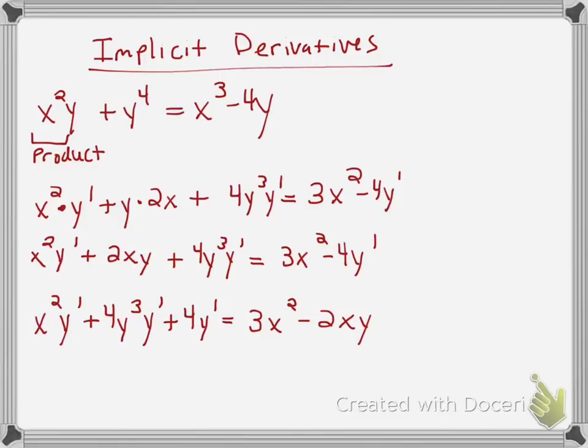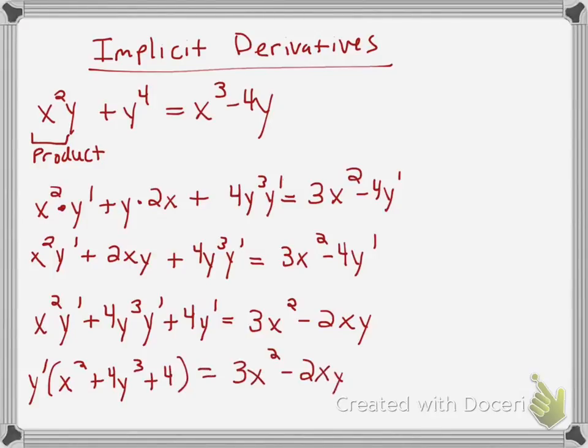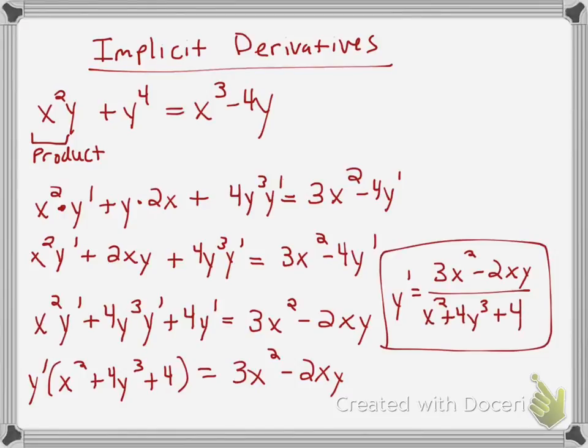All right, once I get to this point, now what I can do is factor out a y prime from each of these terms. It's a GCF at this point. All right, so factor out a y prime. You're left with x squared plus 4y cubed plus 4 is equal to the right side of your equation. And the reason we want to factor it out is because we can now divide it by that factor. We can divide by x squared plus 4y cubed plus 4. So my derivative, y prime, is equal to 3x squared minus 2xy divided by your x squared plus 4y cubed plus 4. And there is your derivative.